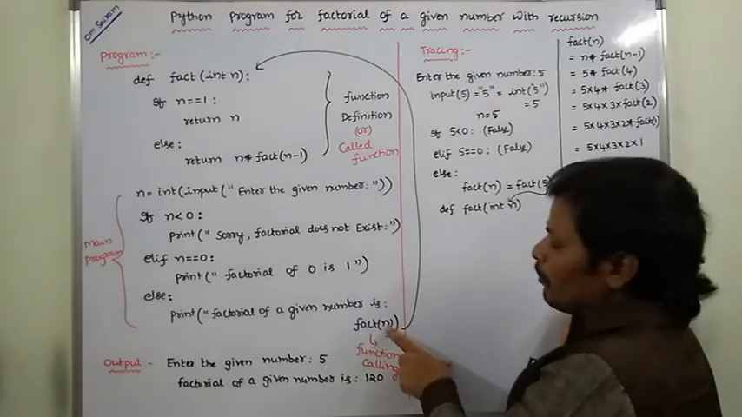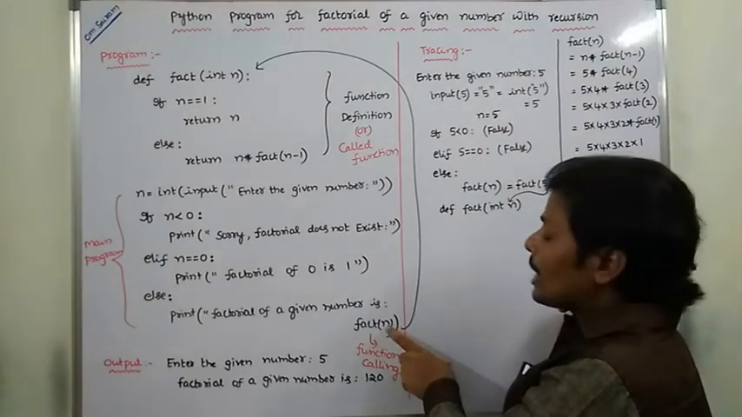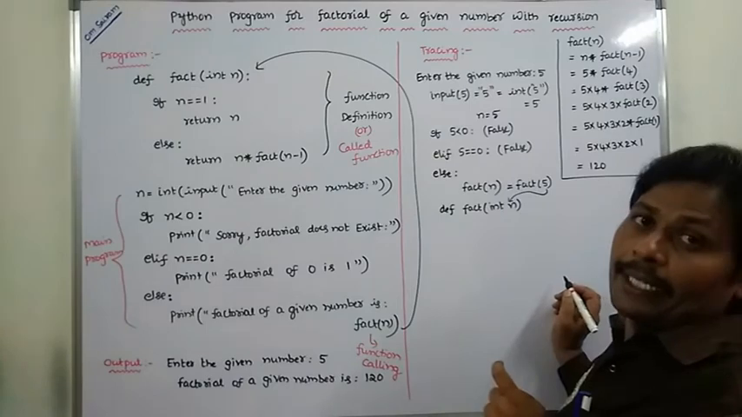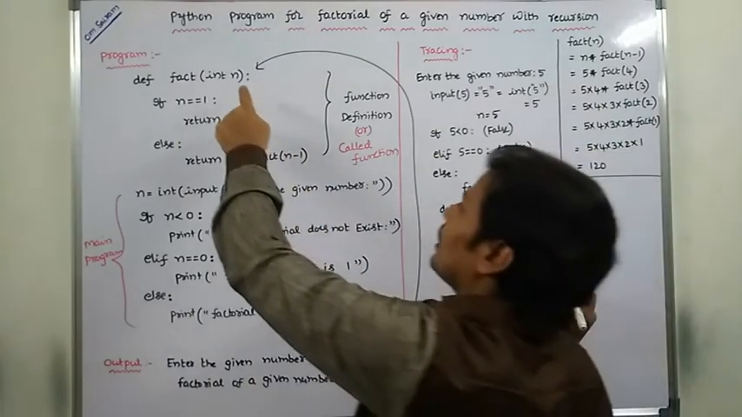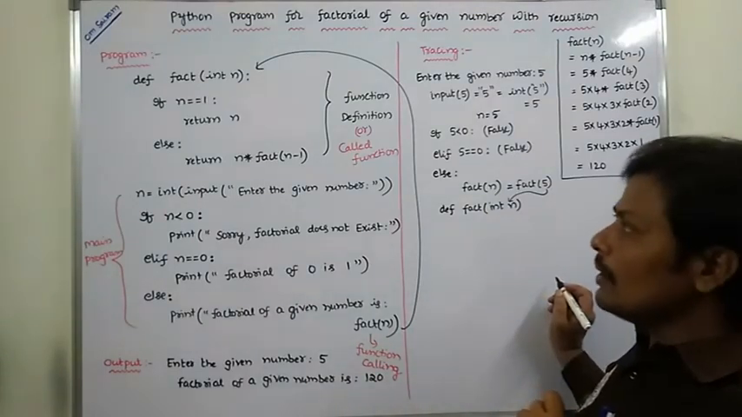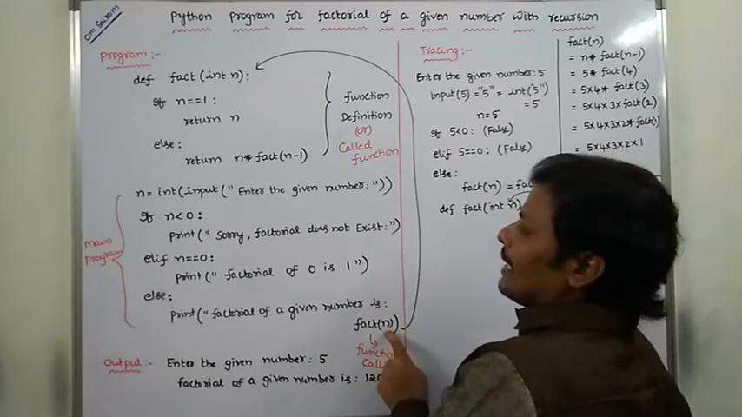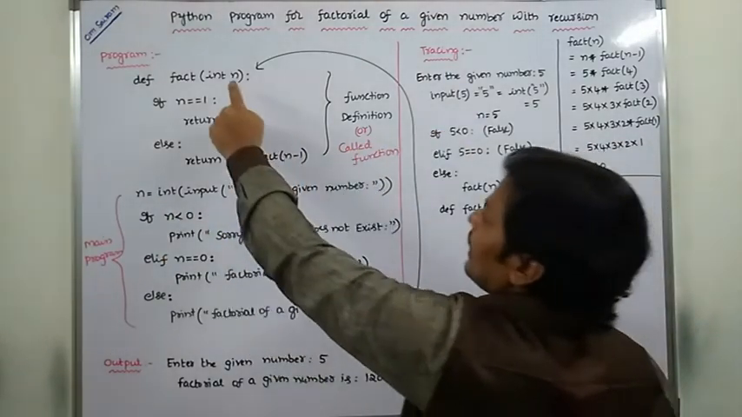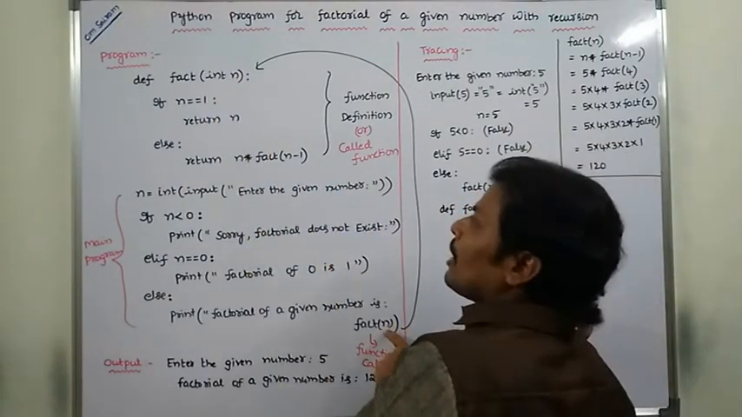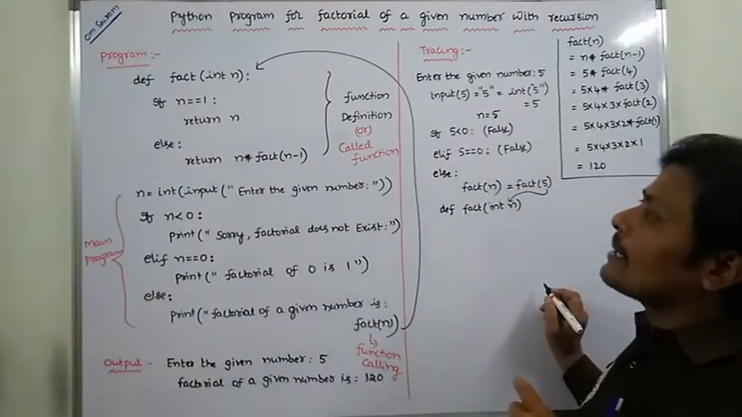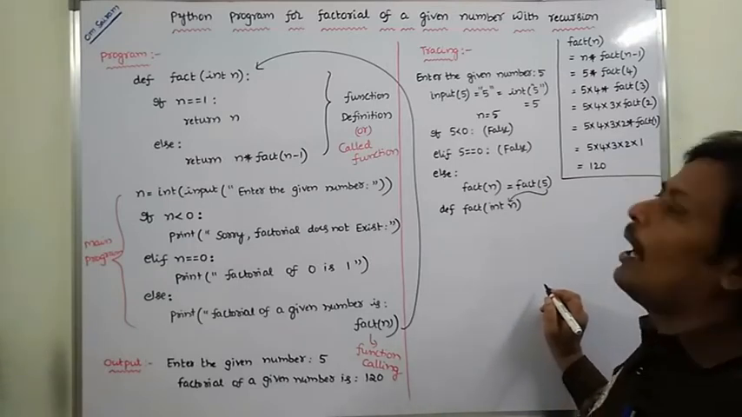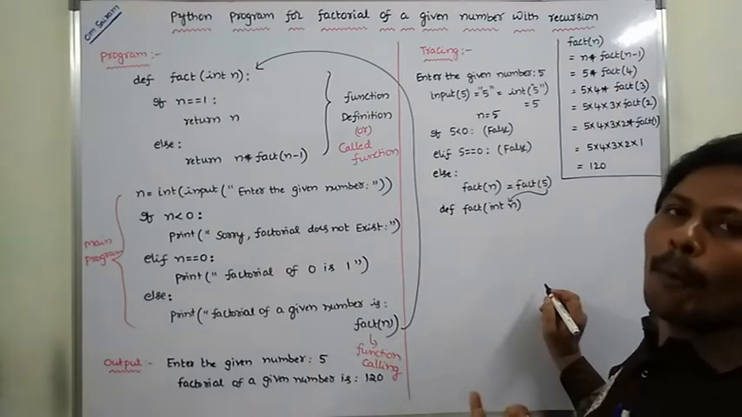This parameter is called the actual parameter. Here this parameter is called the formal parameter. The actual parameter and formal parameter should have the same data type. Here n is an integer, and here n is also an integer. Whether the actual and formal parameter use the same variable or a different variable, there is no problem at all. I am using the same variable.